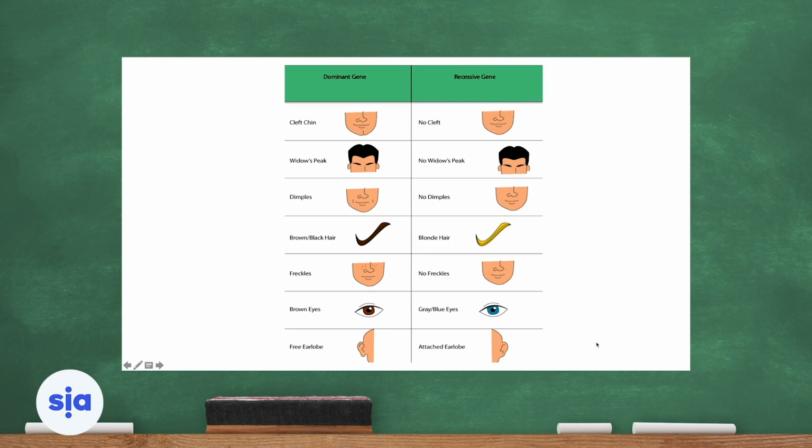Here we go. These are some examples of dominant genes: cleft chin, widow peak, dimples, brown or black hair, freckles, brown eyes, and free earlobe. And here are some recessive genes resulting in recessive traits: no cleft, no widow peak, no dimples, blonde hair, no freckles, gray or blue eyes, and attached earlobe.